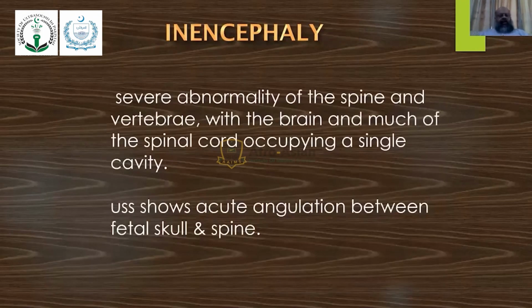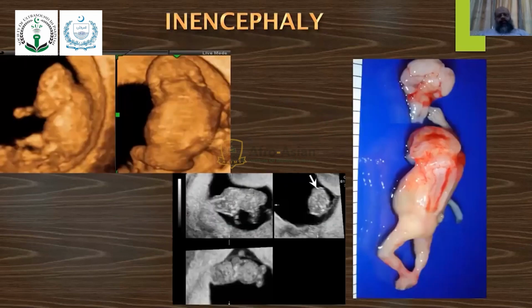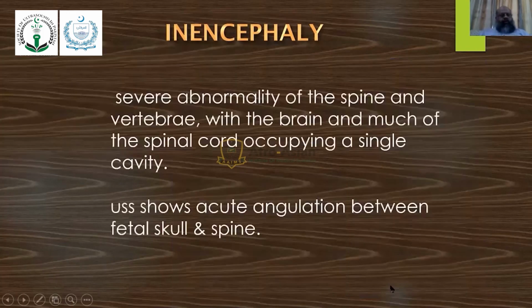Then is anencephaly, a severe abnormality of the spine and vertebrae with the brain and much of the spinal cord occupying a single cavity. Ultrasound shows acute angulation between fetal skull and spine. This is anencephaly, in which the fetus will be having a flexed neck, and we will have vertebral and spinal abnormalities.